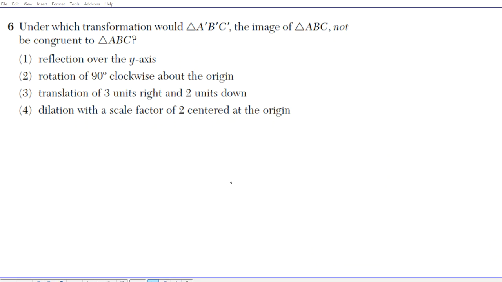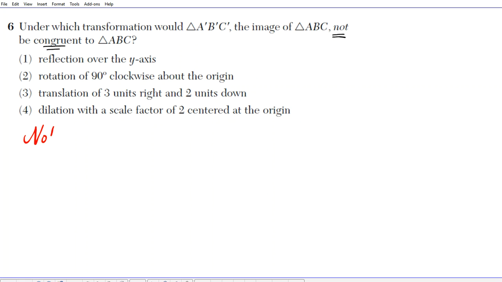It reads, under which transformation would triangle A prime, B prime, C prime, the image of triangle ABC, not be congruent to triangle ABC? So what does it mean for two figures not to be congruent? Let's go ahead and clarify what that is real quick.